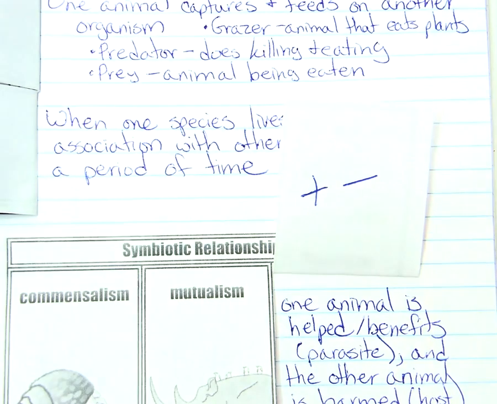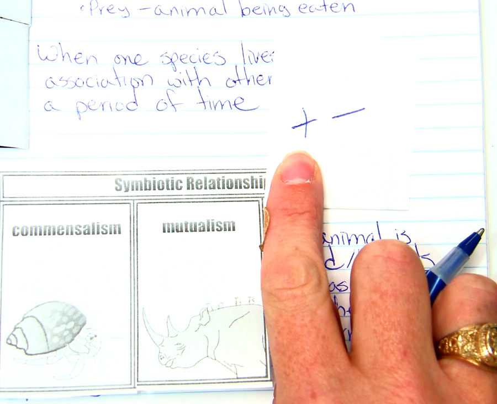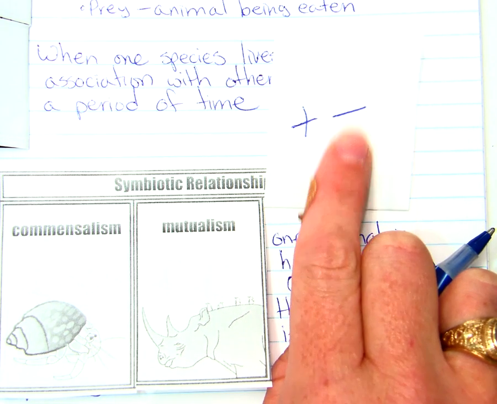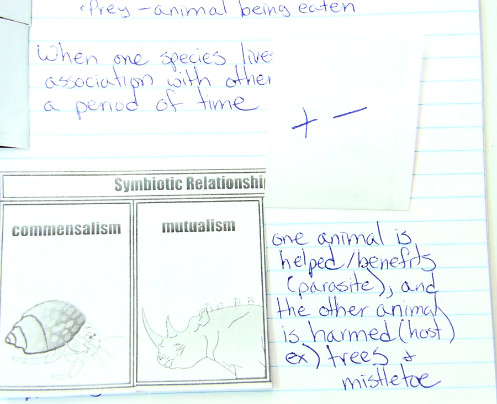Our way to remember parasitism is plus minus. One is positive, it benefits, that would be the parasite, while the other organism experiences a negative effect. It is harmed in some way.